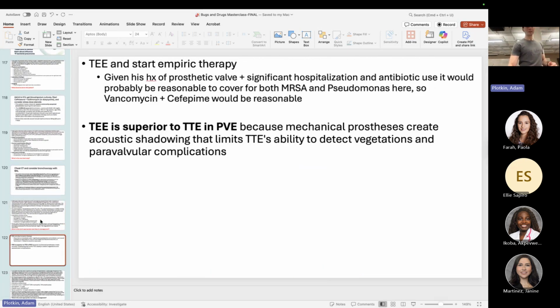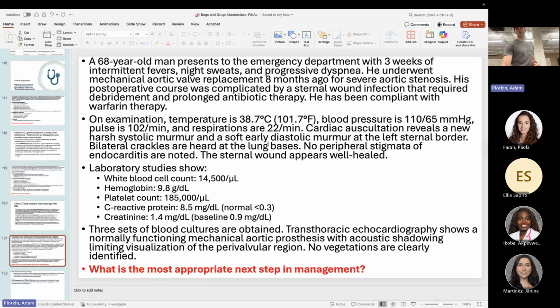Okay, let's go to 121. This is a good one to discuss. A 68-year-old man presents to the emergency department with 3 weeks of intermittent fevers, night sweats, and progressive dyspnea. He underwent mechanical aortic valve replacement 8 months ago for severe aortic stenosis. His post-op course was complicated by a sternal wound infection that required debridement and prolonged antibiotic therapy. He has been compliant with warfarin.